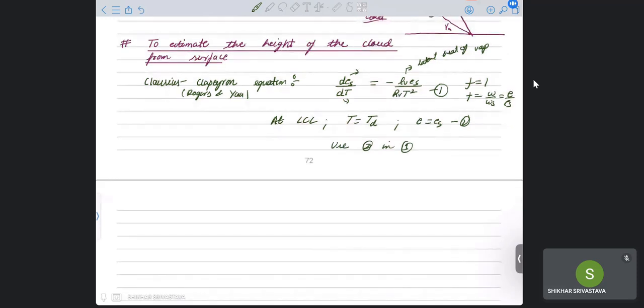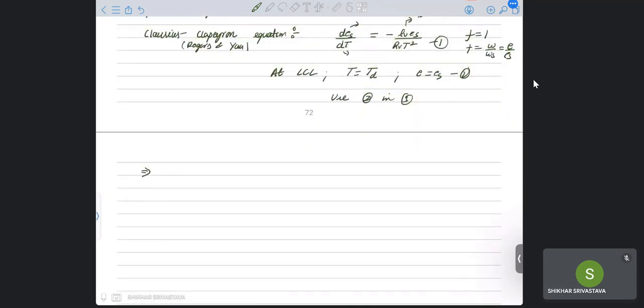So what we can write is that dE by dT, where we are replacing ES with E and T with TD, is equal to minus LV E upon RV TD square. Okay, so we have just replaced these quantities. Let us name this as equation 3.